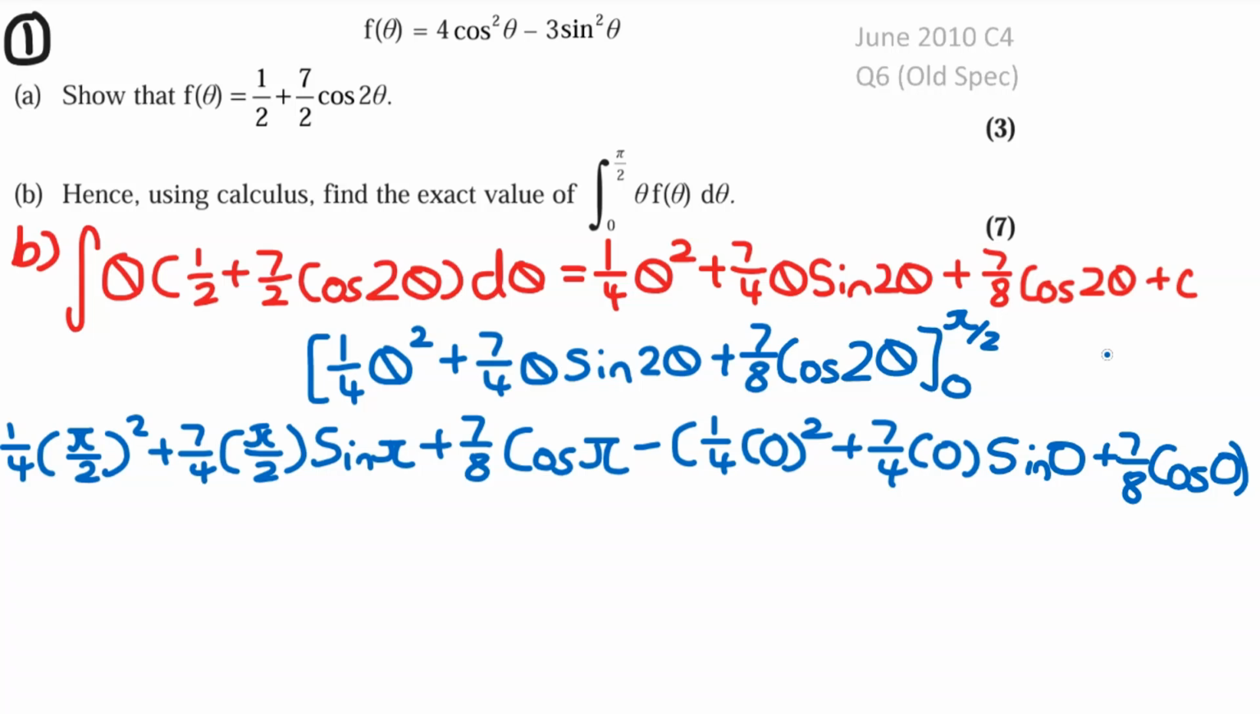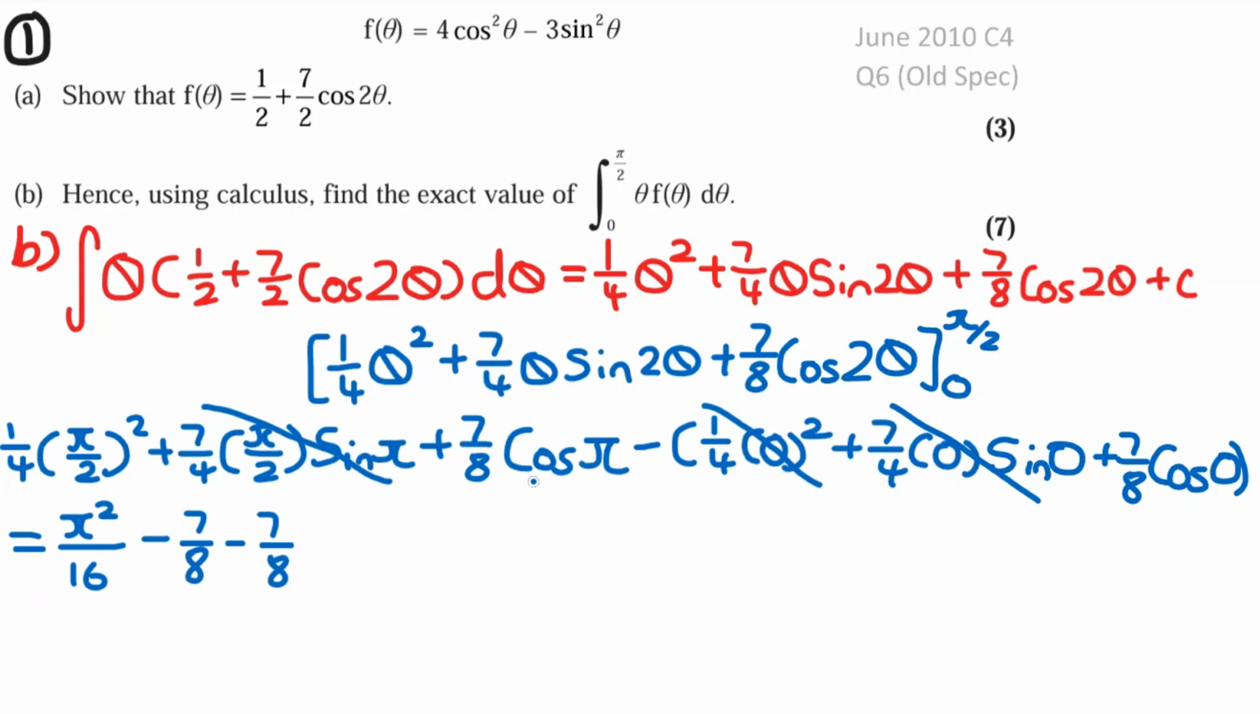So therefore what we can do is cancel some stuff down here, because here we've got a 0 squared, so this is going to cancel out and be 0. Here we've got something multiplied by 0, so it's going to cancel out. Here we have got sin of pi, which is equal to 0, so this is going to go away as well. So the terms that we're left with is this quarter multiplied by pi over 2 squared. Pi over 2 squared is going to be pi squared over 4, and then if you multiply this by the quarter, it's going to be pi squared over 16.